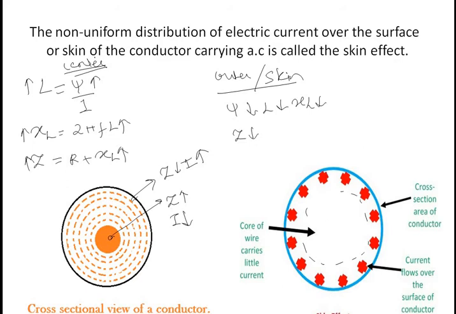So the definition of skin effect is the non-uniform distribution of electric current over the surface or skin of the conductor carrying AC. The current in the conductor is non-uniform and it is saturated at the outer layer, that is the surface of the conductor. This is known as the skin effect.